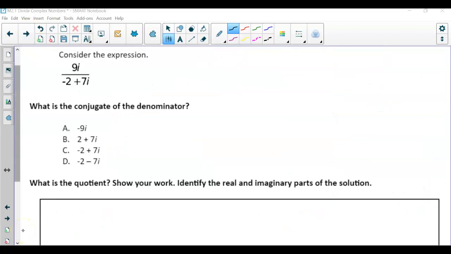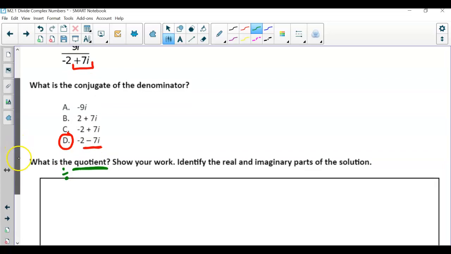And with this last you try, let's see how you did. We're using this expression here, 9i divided by negative 2 plus 7i. What is the conjugate of the denominator? So again, you're only changing the sign of the imaginary. So that's why the answer is B, negative 2 minus 7i. So you keep the real part, change the imaginary. What is the quotient? So quotient, remember, that's just our term for dividing, the answer to a division problem. So that just means, what is the quotient?